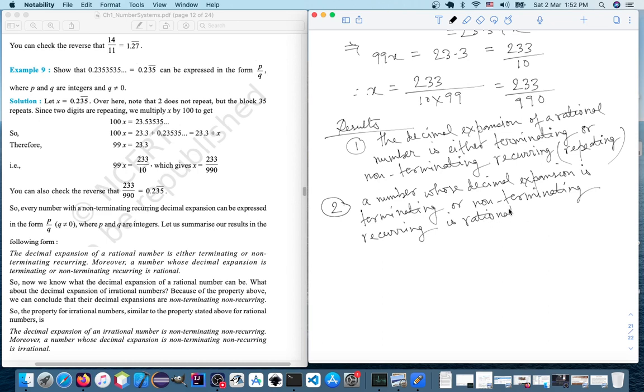So if you are given a number where you see the decimal expansion is terminating or it is non-terminating recurring, you can say that it is a rational number, and that is, it can be written in the form p by q. That is the number point 2. Point 1 says if you are given a rational number, that is a number in the form p by q, you will say that the decimal expansion will be either terminating or non-terminating recurring. Okay.